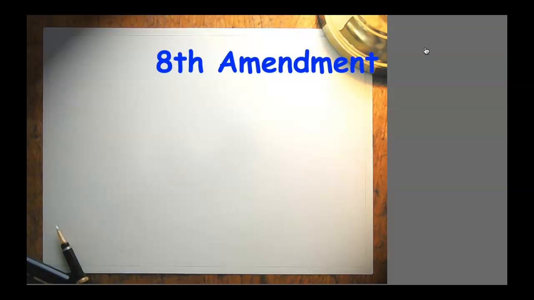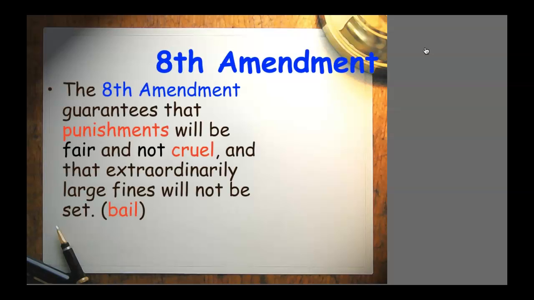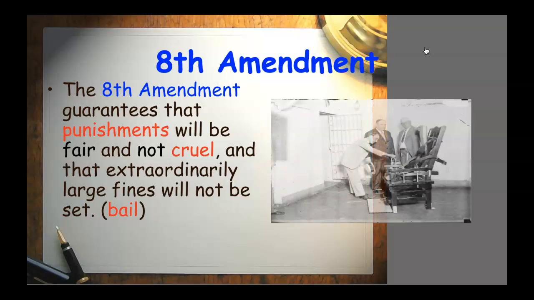The Eighth Amendment basically stipulates here that you are guaranteed that punishments will be fair and not cruel and unusual, and that extraordinarily large fines will not be set. We call this bail. This is really important mostly because when we think about the way that justice works, sometimes the consequences throughout our history have been rather severe. So how we engage with cruel and unusual punishment has changed. And yes, there are differences from state to state when it comes to how consequences of the law are dealt with, but the point remains the same.